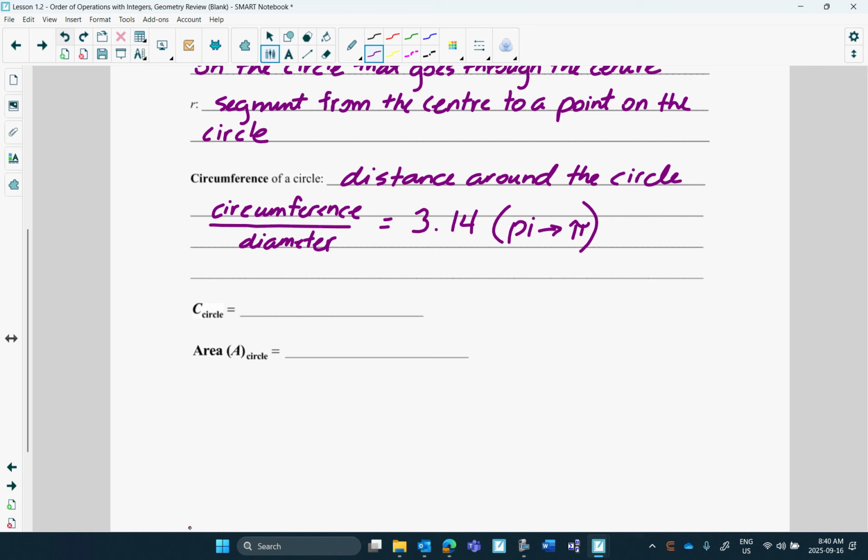Do you remember circumference of a circle? There's actually two formulas you could use. There's pi times diameter, or pi d, or 2 pi r. And you just said the area of the circle, pi r squared. Okay. You should be familiar with those formulas.